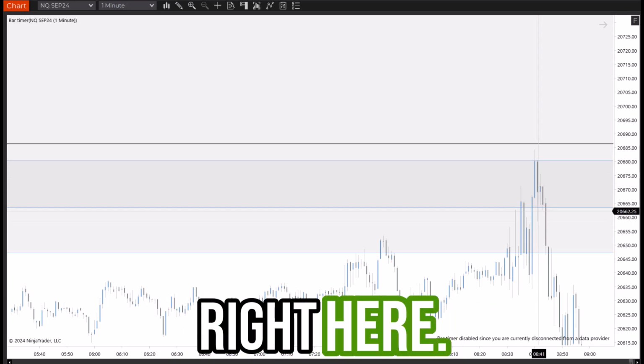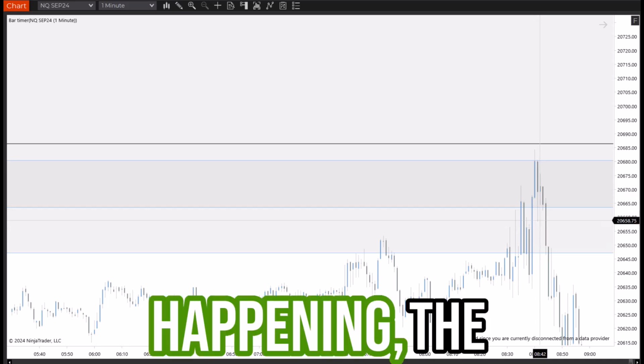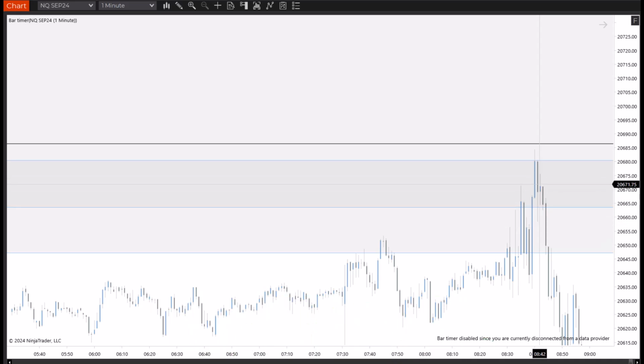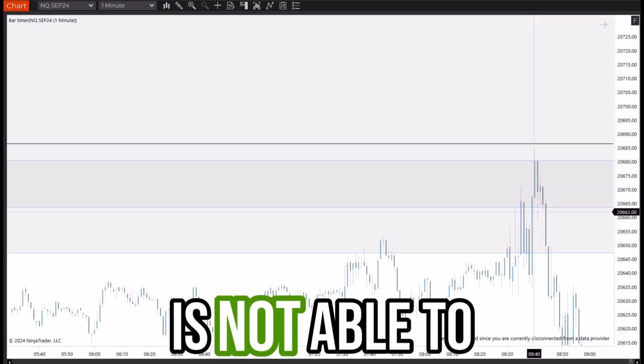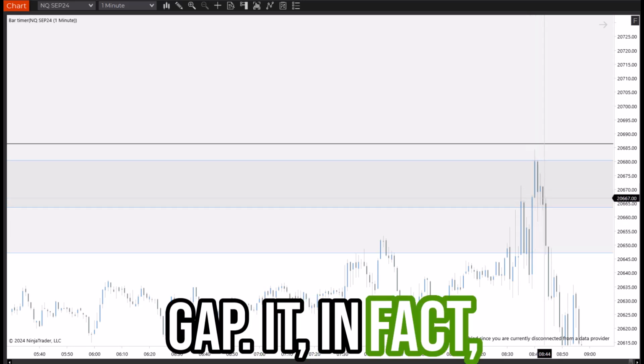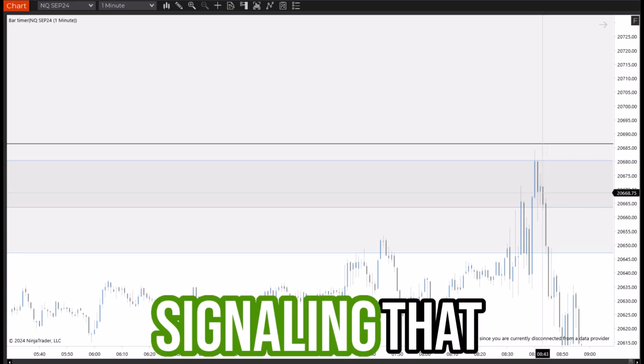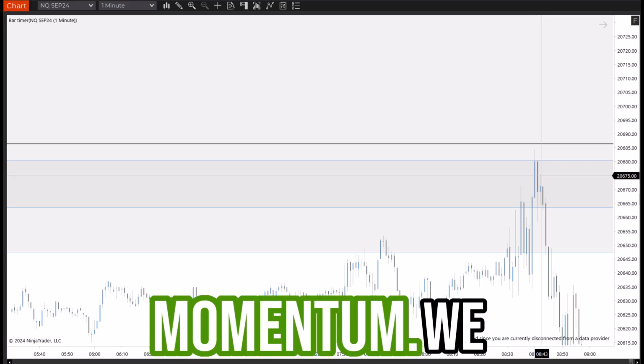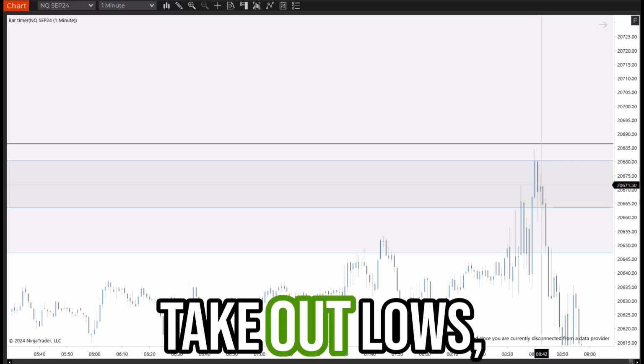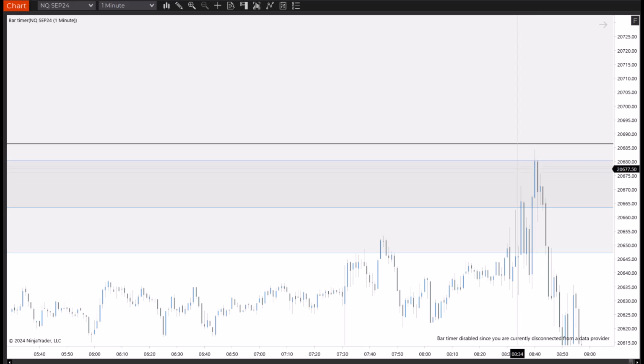It in fact swings all the way down, swings low, signaling that we now have a shift in momentum. We take out lows, we take out other lows down here. On the 30-second, we could probably find some more lows being taken out. We see price come back up into this fair value gap, but it is not able to close above 50% of this range. We'll mark this off.